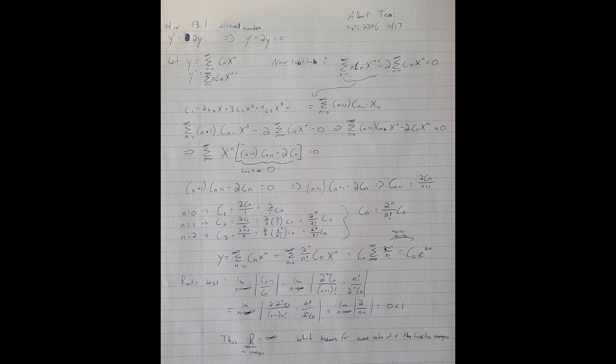The original problem was y prime equals 3y, and we have to determine the radius of convergence of the power series solution. So I started off on the top, changing y prime equals 2y to y prime minus 2y equals 0. Yes, Gregory, it's the same. We both changed a 3 to a 2.